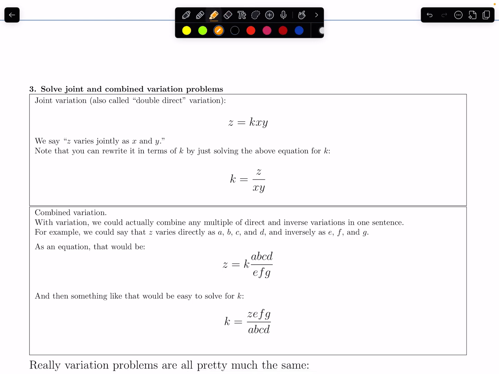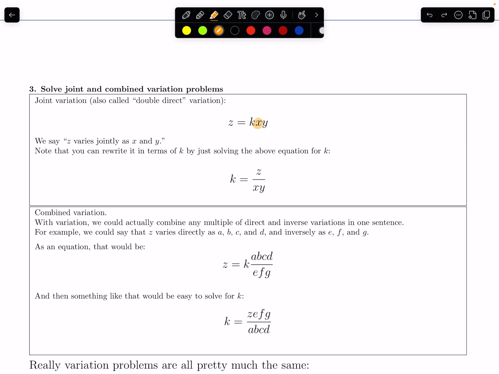So when you hear joint variation, what that means is there's more than one variable, and typically when you hear joint, it means it's still a direct variation, but there's just more than one variable. So here z is varying directly or jointly as x and y. You could also say directly because they're both being varied directly.